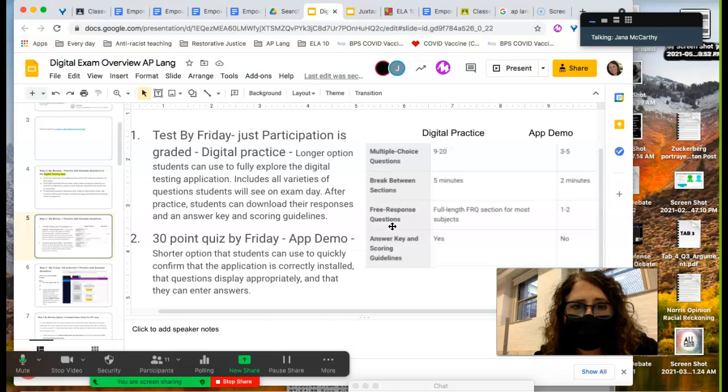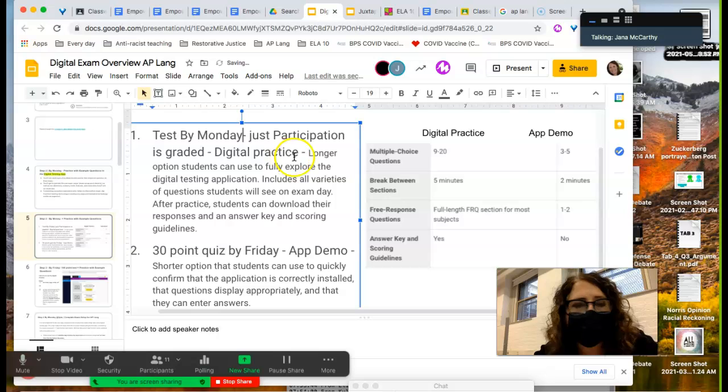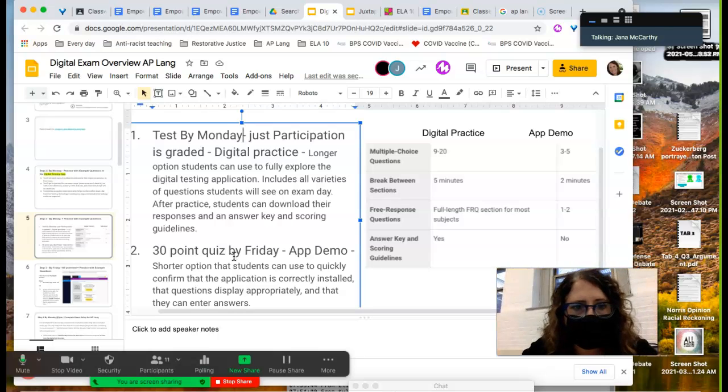Again, this is the digital test. I said by Friday, I'm going to change it to Monday. I'm not grading how you do. I'm just grading on participation. There's not many questions. Look, there's 9 to 20, but that's a really broad scope, but whatever. 5 minutes between the multiple choice and the essay. And then there's one essay. All right, we don't know which one. It could be argument, it could be synthesis, it could be rhetorical analysis. My guess is that it's going to be rhetorical analysis.